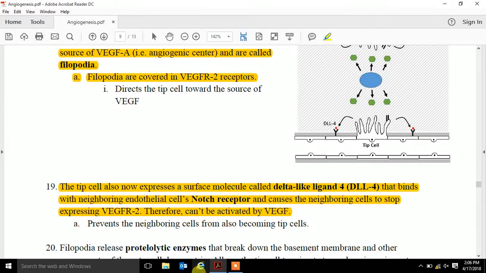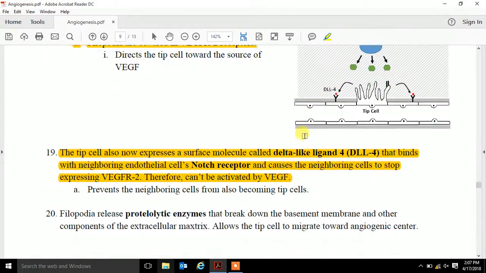One of the theories with tumor growth and tumor capillarization has been that some tumor cells may not have these Notch receptors, or at least not as many, and therefore we get this kind of rampant capillarization of these tumor cells. So that's the key thing here. We've got to have these Notch cells and these DLL4 molecules.